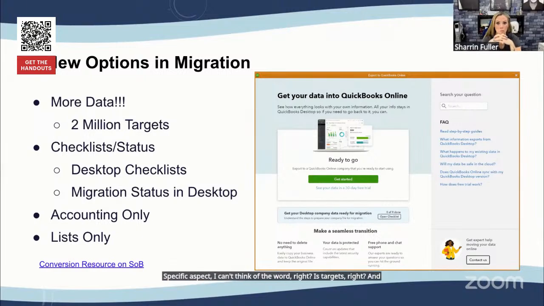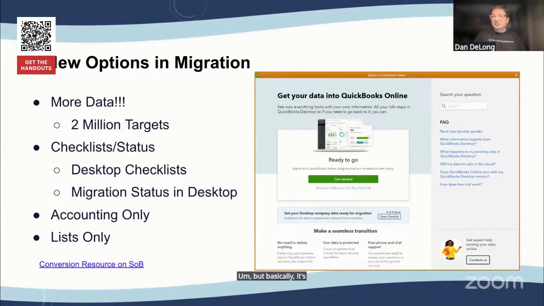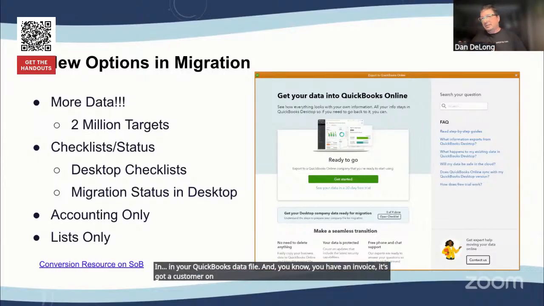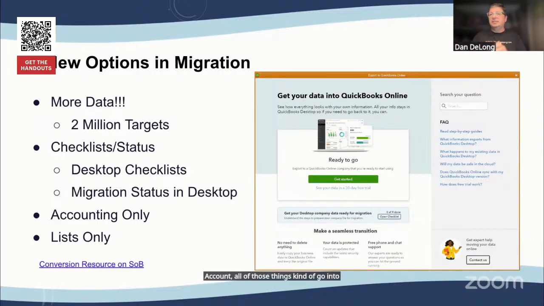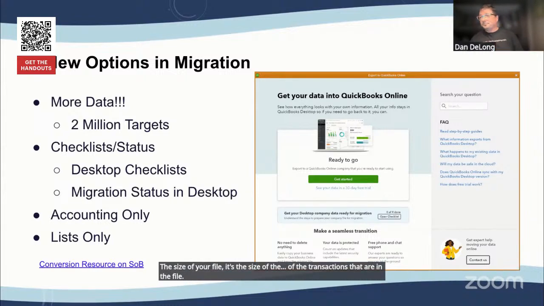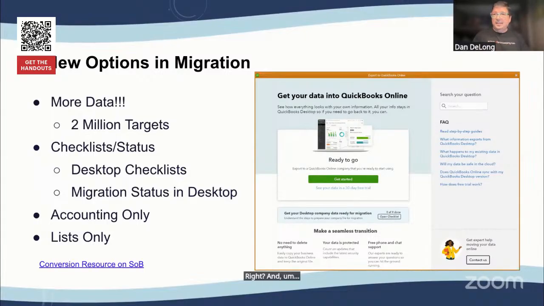And of course, that always begs the question, well, what the heck is a target? But basically, it's a link in a transaction to something else in your QuickBooks data file. You have an invoice, it's got a customer on it, it's got items on it, and multiple line items, and those are pointing to accounts. All of those things go into the target calculation. So it's not just the size of your file, it's the size of the transactions that are in the file, right?